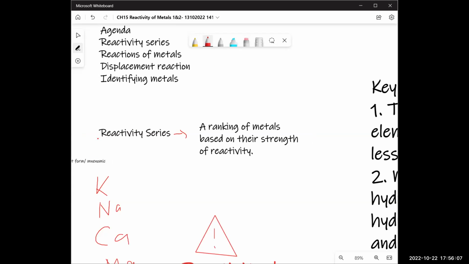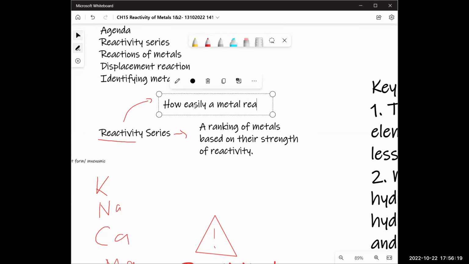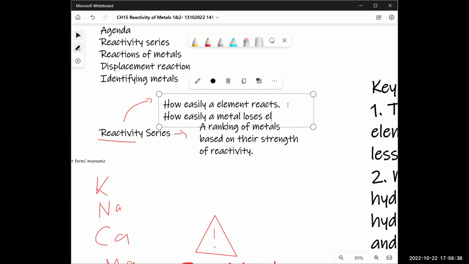Now, what is the meaning of reactivity? Reactivity is basically how easily a metal reacts, or any element reacts. But that's not what it means actually. That's just the surface level. The next thing is how easily a metal loses electrons and how easily a non-metal gains electrons.